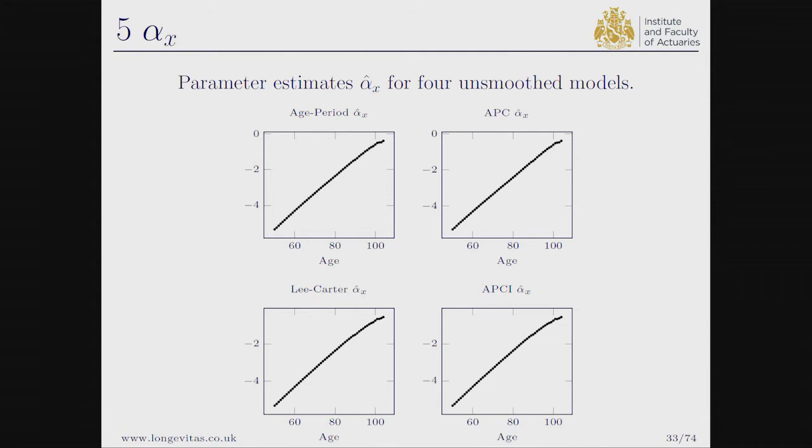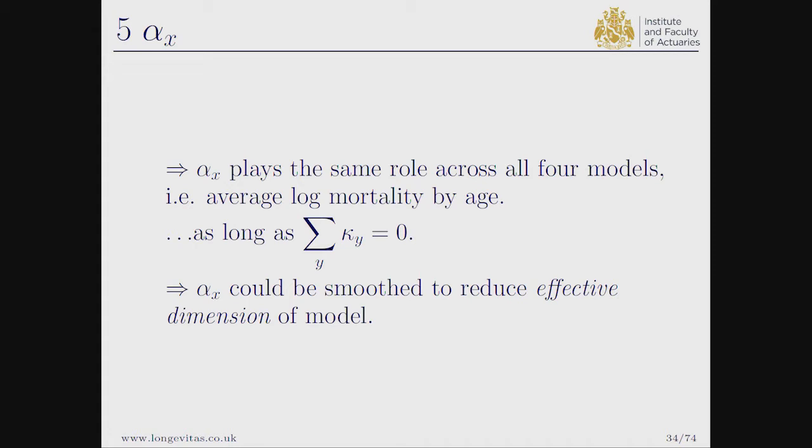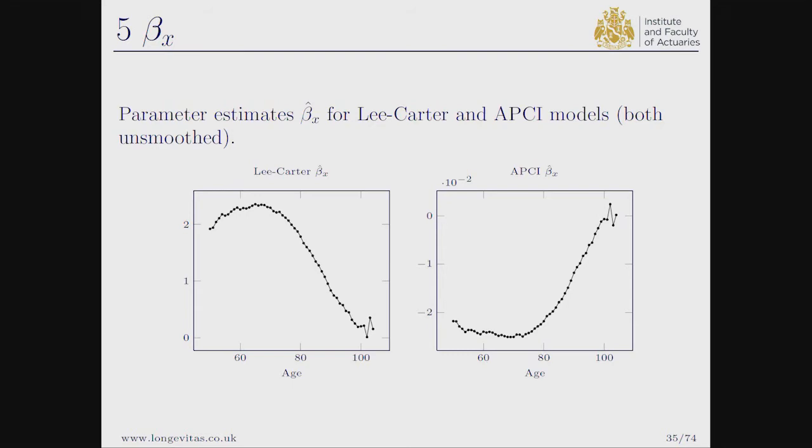What we could do then is reduce what's called the effective dimension of the model by replacing these independent alpha x parameters with some kind of smooth curve. And as you can probably see from the previous slide, it wouldn't actually change the model in any material way.